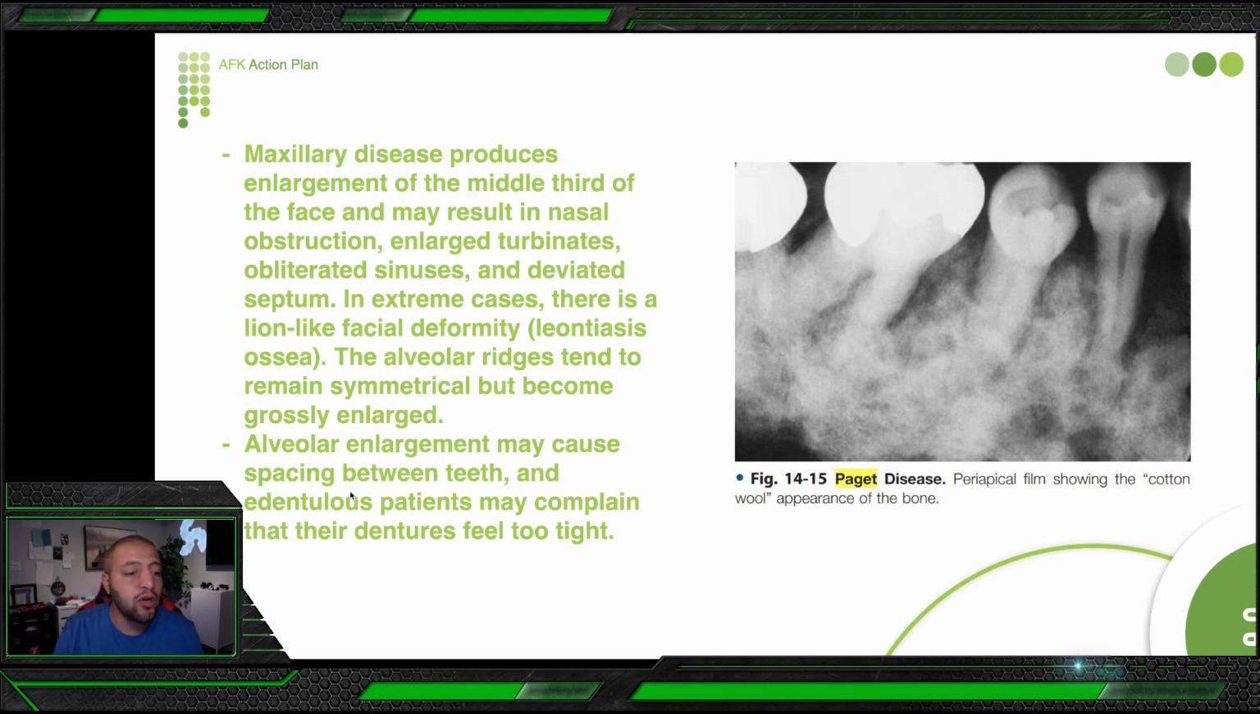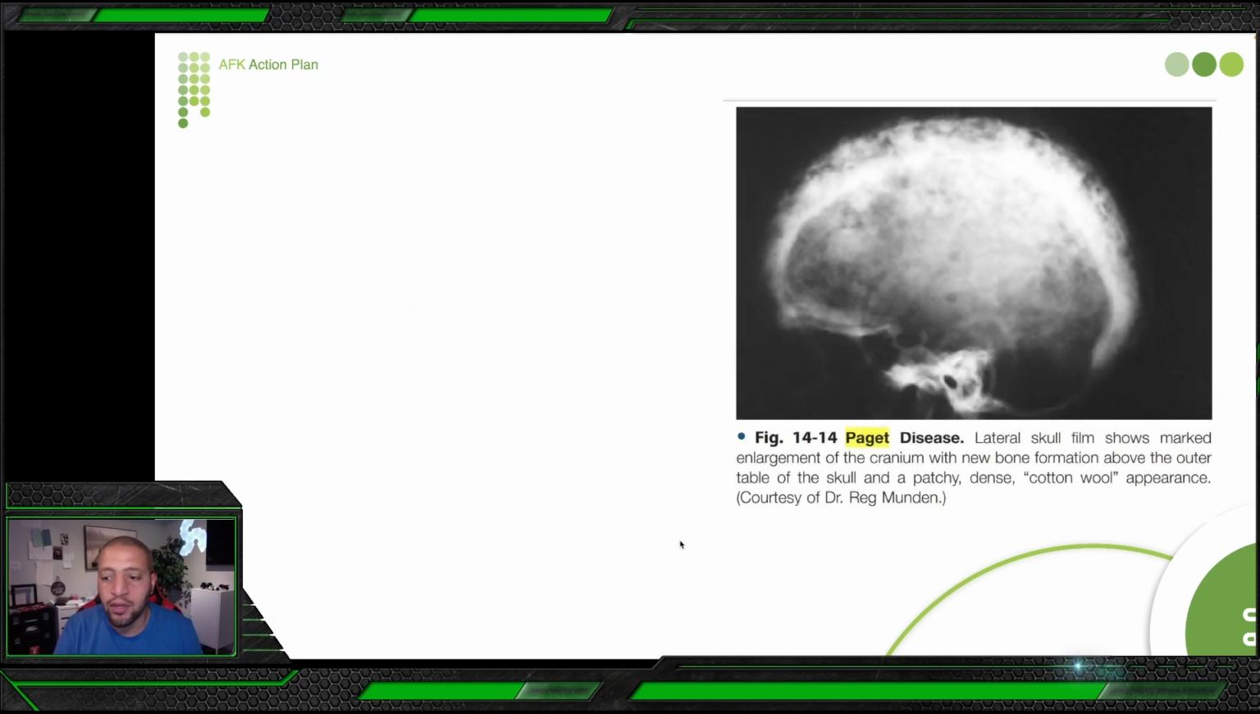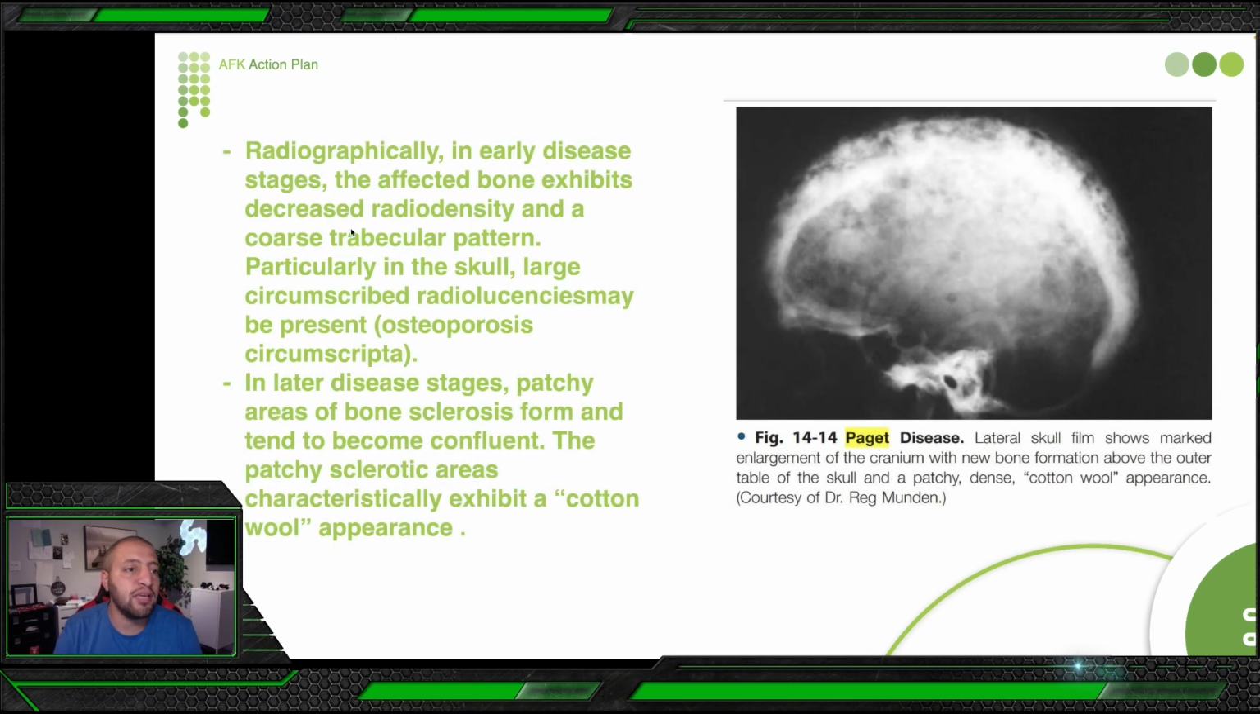Alveolar enlargement may cause spacing between teeth, and edentulous patients may complain that their denture feels too tight. Okay, and maybe not fitting anymore. Same condition here with the same X-ray. Radiographically, in early disease stages, the affected bone exhibits decreased radiodensity.